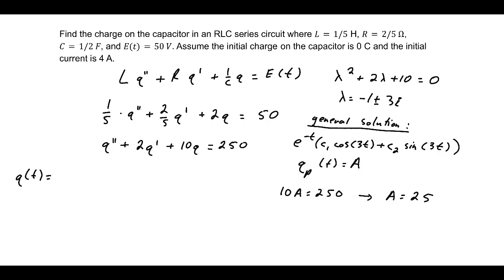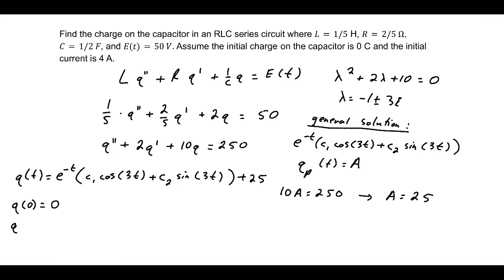So Q of t equals e to the -t, open parentheses, c1 times cosine of 3t, plus c sub 2 times sine of 3t, close parentheses, plus 25. Now we know our initial charge, that is a value of Q, so Q of 0 equals 0, and the initial current, that is Q prime at 0, is equal to 4.